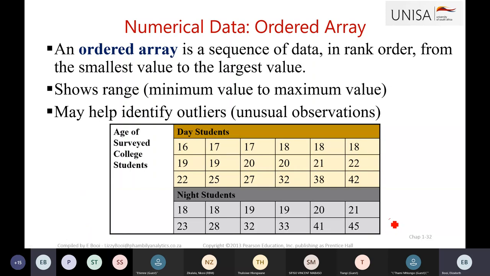And an outlier, so let's say I have a 60-year-old there. This is an outlier because 60 years is way far from the others. It's a value that is far from the rest of the other values. That's what we call an outlier. We'll learn more about outliers when we do the measures of central tendency and measures of variation in study unit 3.